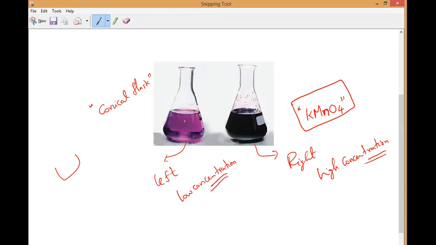Here the amount of potassium permanganate is diluted, but here it is highly concentrated. That is what you have to remember. Low concentration means what we call a dilute solution. High concentration means what we call a concentrated solution. Please note it down till here. Any doubt, ask. Low concentration is called diluted, high concentration is called concentrated solution. Please learn, everyone.